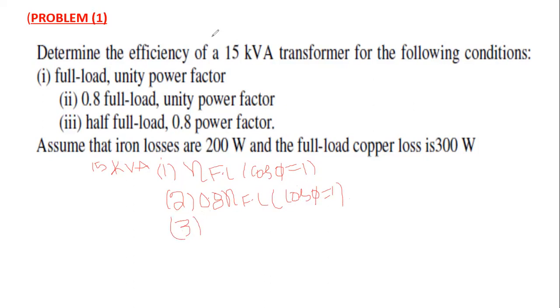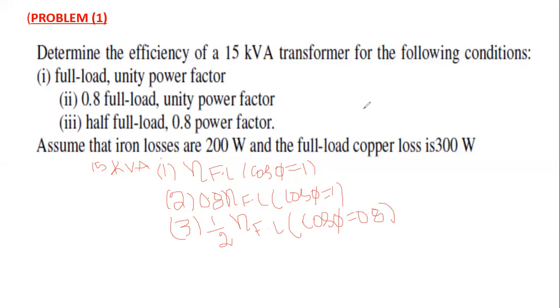Next, what is the third bit? That is half load. We determine the efficiency at half of full load when the power factor is 0.8, that means cos phi is equal to 0.8. These are the three terms that will be determined from this data.